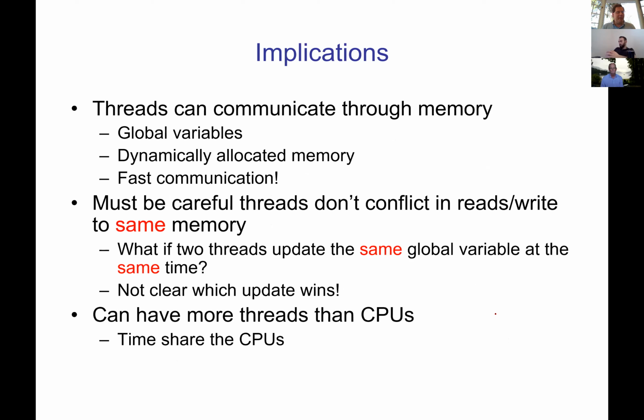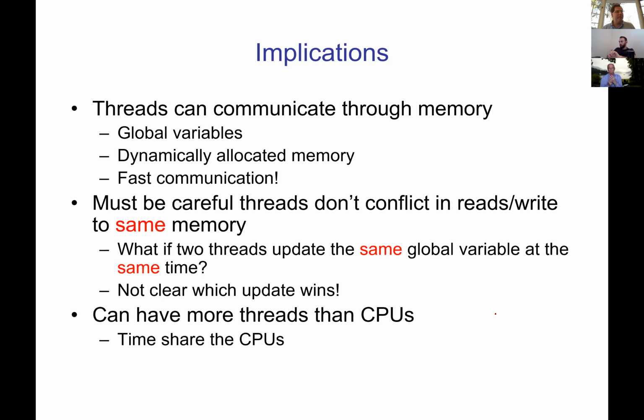But you have to be careful as well. You can have threads that conflict in their reads and writes to the same memory. Let's say I've got a global variable and two threads that are trying to change it at the same time. You don't know which one goes last, so you don't know what's going to happen. One of them can make an update and immediately a different thread can make a different update. You don't know what's going to happen to that global variable. So you have to be careful with these shared variables, which are your globals and your variables created with new.